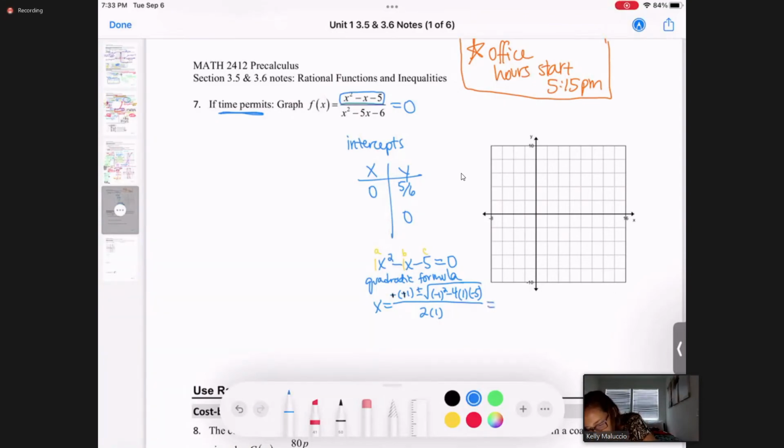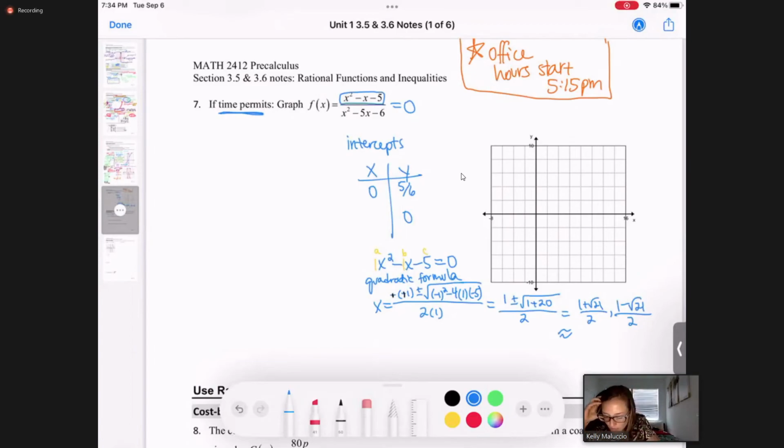So that gives me 1 plus or minus the square root of 1 minus 4 times 1 times negative 5, which is plus 20, over 2. And so these will be 1 plus the square root of 21 over 2 and 1 minus the square root of 21 over 2. And if we get these as decimals, which we should, because I have no idea what those numbers would be.